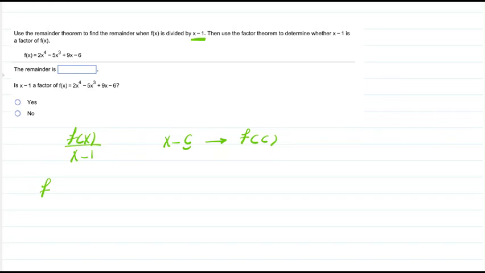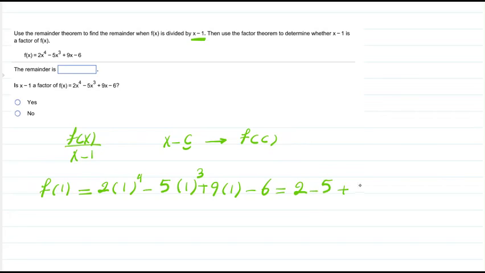So let's see what is f of 1. F of 1 means we need to plug 1 in the function. So instead of x, we substitute 1. We have 2 times 1 to power 4 minus 5 times 1 to power 3 plus 9 times 1 minus 6. Let's calculate. It's 2 minus 5 plus 9 minus 6. 2 minus 5 is negative 3. Negative 3 plus 9 is positive 6. Positive 6 minus 6 is 0.